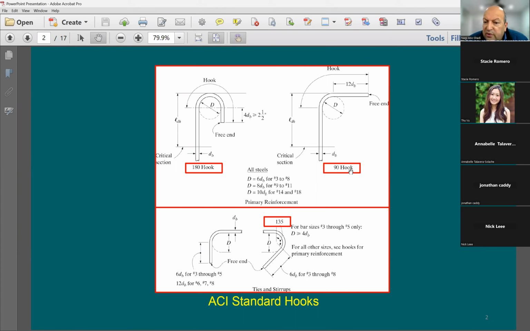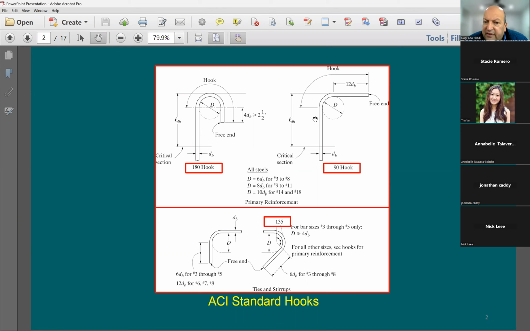We have another hook here that we call the 90-degree standard hook. So all of this is going to be called standard hooks. Three different types: 180, 90-degree, and this one is what we call 135, which means this piece. Let's give you the 135. This shape here is actually what we call a cross tie. So if you look in the code, you're going to see a name for this type of ties. We call this cross tie. For the 90-degree hook, the straight piece is going to be 12 dB. And this length here is going to be the same LDH.